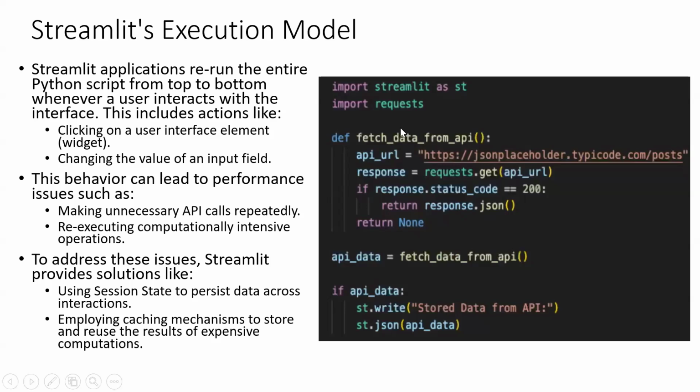For example, this is another example on the screen. We have a function called fetch data from API. This is the API URL, this is the request, and then it sends some response. So we are calling that, fetching that data, and storing it in the API data. And if the API data is there, we are showing it on the application.